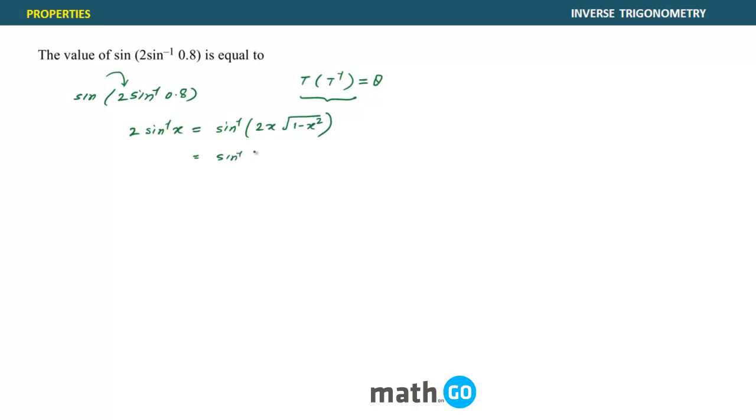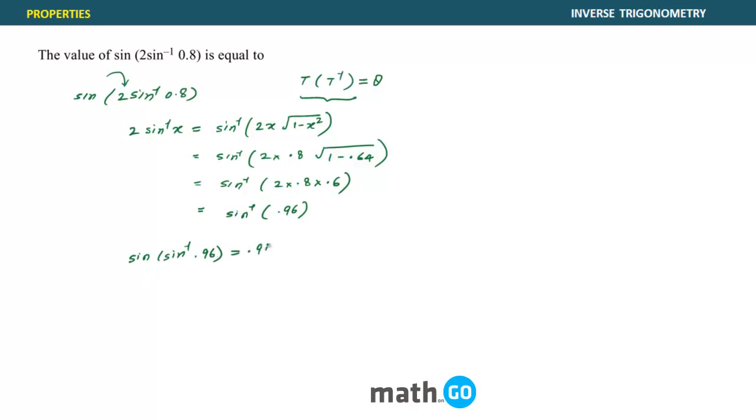So this can be simplified in this way, where you will say 1 minus 0.64, and this will then be converted to 0.36, which is nothing but 0.6. So you can say 2 into 0.8 into 0.6, that is the value that you have to calculate. So just put the value, and you will get sine of sine inverse 0.96, which is nothing but 0.96. Why? Because 0.96 is in the domain of sine inverse x. So the answer that we should mark is 0.96, and that's the problem.